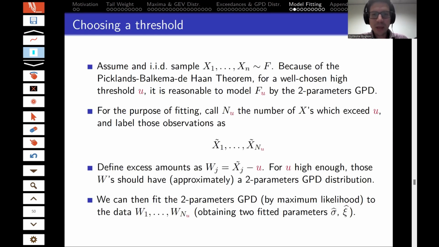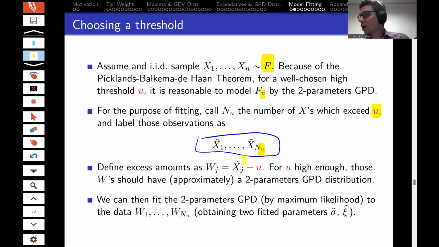Now, let's go step by step. In summary, we assume a sample comes from a certain distribution, any distribution, big F. Because of the theorem we just saw, if we chose appropriately a high threshold, then it's reasonable to model the distribution of exceedances, which we call F little u, by a 2-parameter GPD. For the purpose of fitting, we're going to call n little u the number of x's which exceed this high threshold little u. You might label those x1 tilde, x2 tilde, up to xnu tilde. Of course, n little u depends on u. Well, yes, because if you pick a very, very high threshold, then you're going to have fewer observations that exceed this threshold. So the number of observations depends on u.